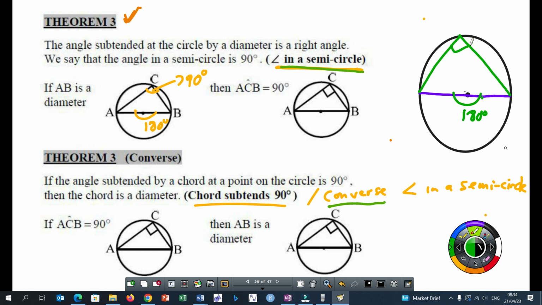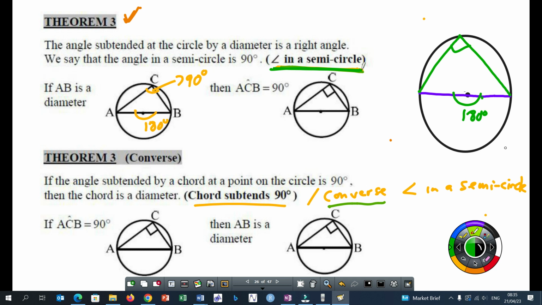Now the acceptable reason is to say angle in a semicircle. Please, it's one angle, it's singular. You don't say angles in a semicircle, no. It's an angle in a semicircle. So this is the acceptable reason. An angle which is subtended by a diameter at the circumference is equal to 90 degrees. The acceptable reason, angle in a semicircle. Please take note, it is singular. It's not plural. You can't say angles, it's one.